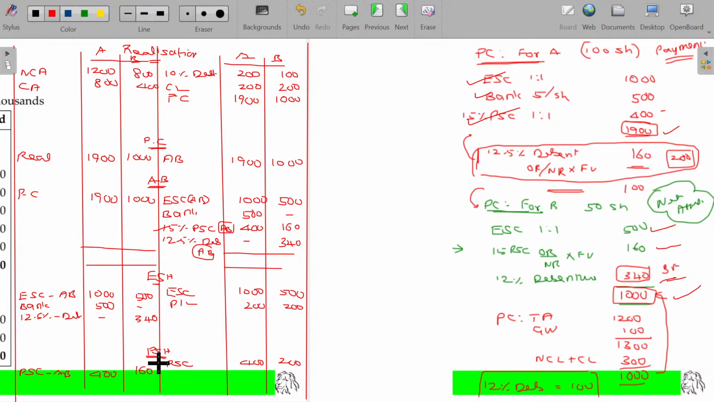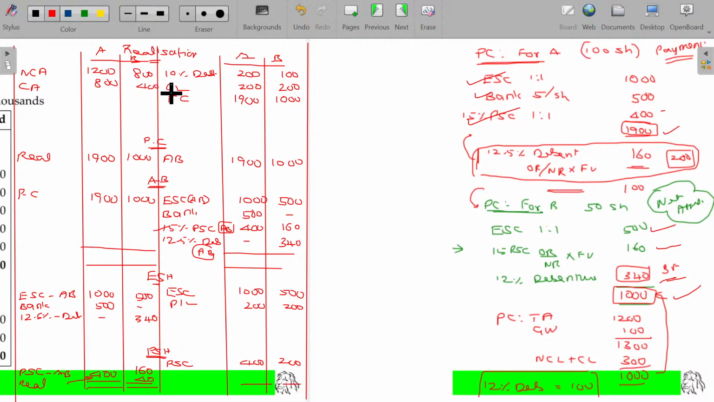Now, close the books. By closing this book, we came to know 40 rupees balance is there in the preference shareholders account. This balance is nothing but profit for the equity shareholders. It will be transferable to the realization account or can be directly transferable to the equity shareholders account. So either way you can show. Anyhow, I just transferred that to the realization account.